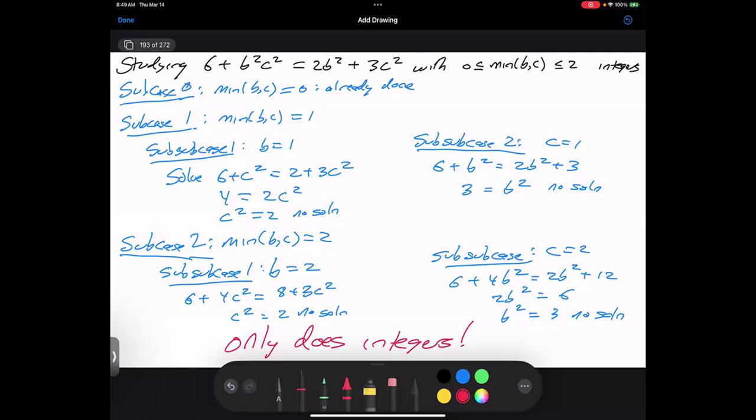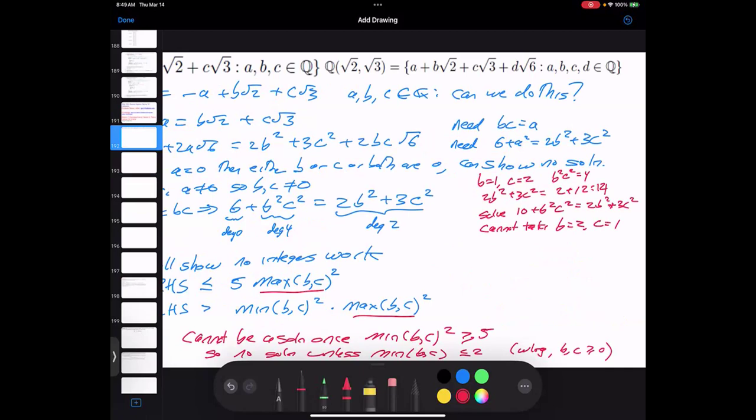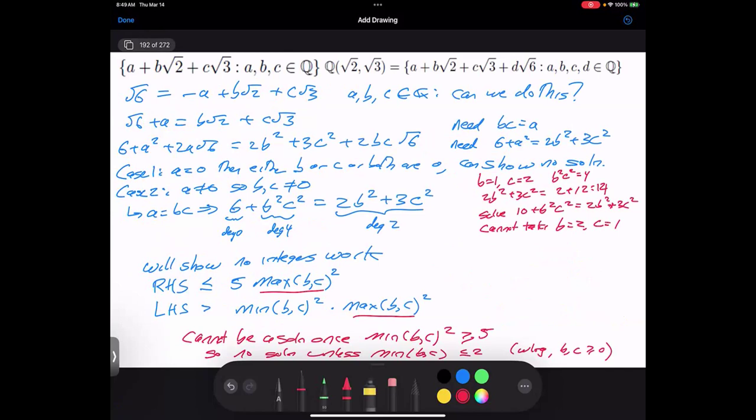What might be better is to actually go back to the original equation, and rather than trying to write the square root of 6, maybe we should put in another number in front of the square root of 6 so that we can have all integers. So it might be better to study, say, R square root of 6 equals negative A plus B root 2 plus C root 3, then clear denominators. So everything is an integer.